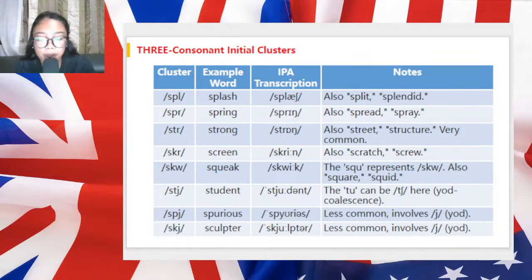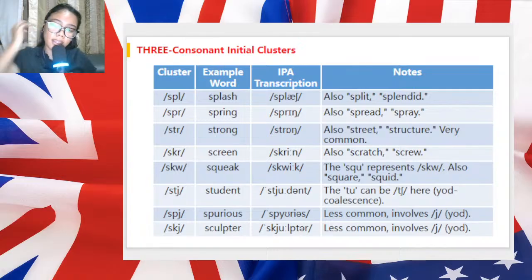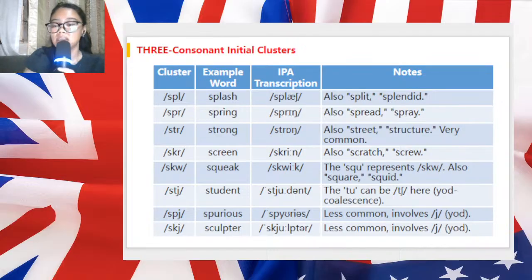Again, spurious. Now here it requires that precise, quick movement from P into the Y sound. So say spurious. Again, you can say spurious, making sure that you can feel that SPY sequence. That's for the second to the last consonant cluster, which is again a three consonant initial cluster, SPJ. Don't forget about that, okay?